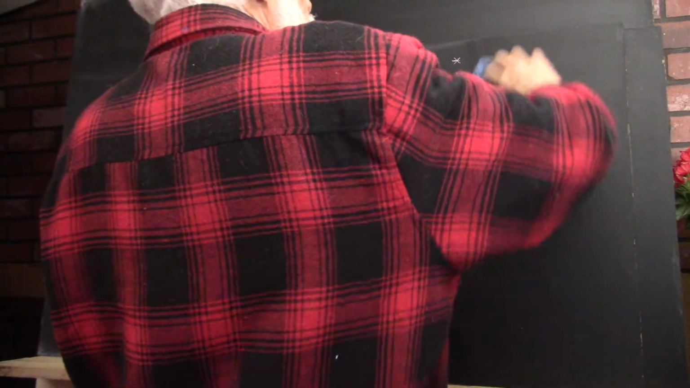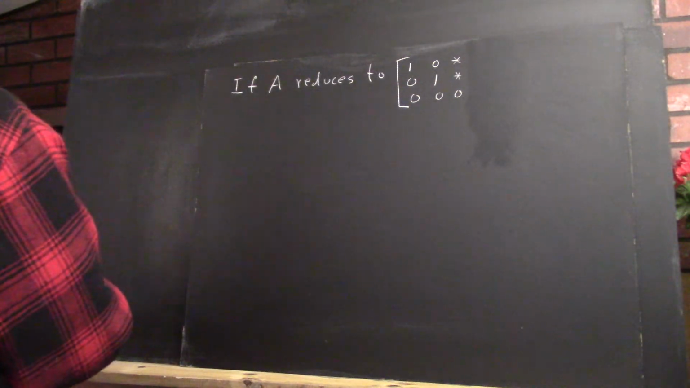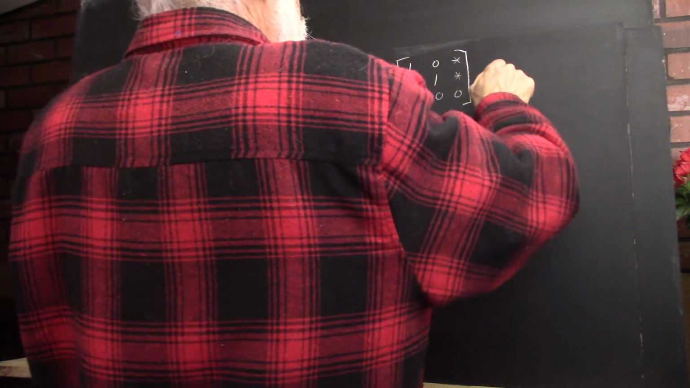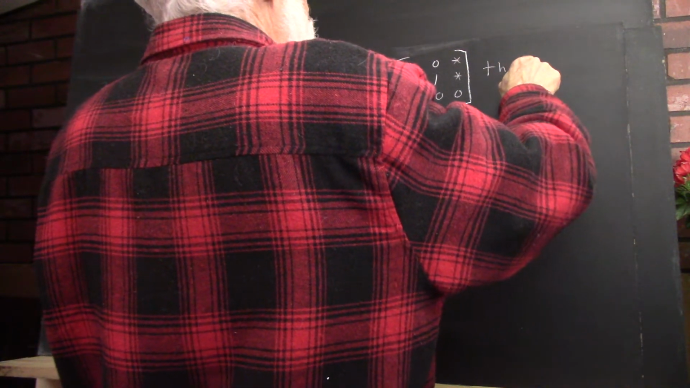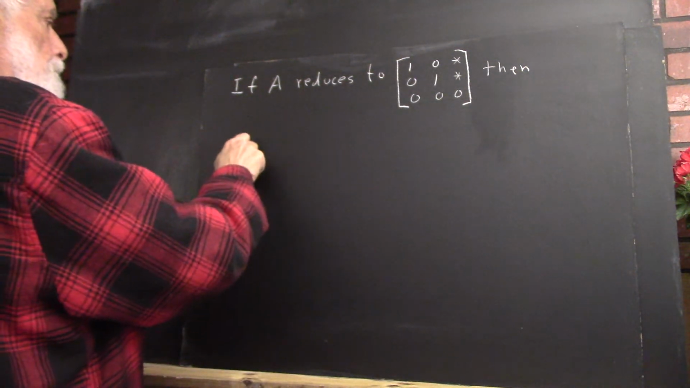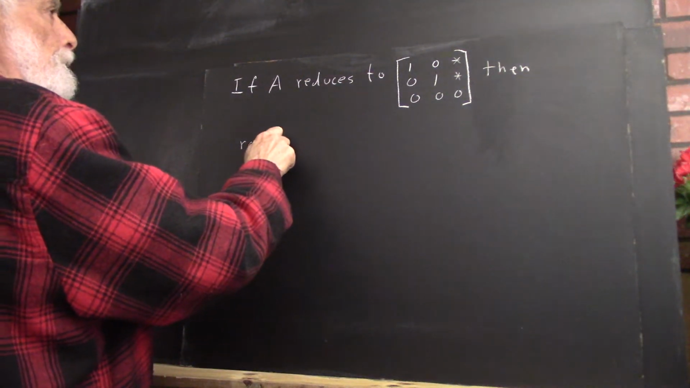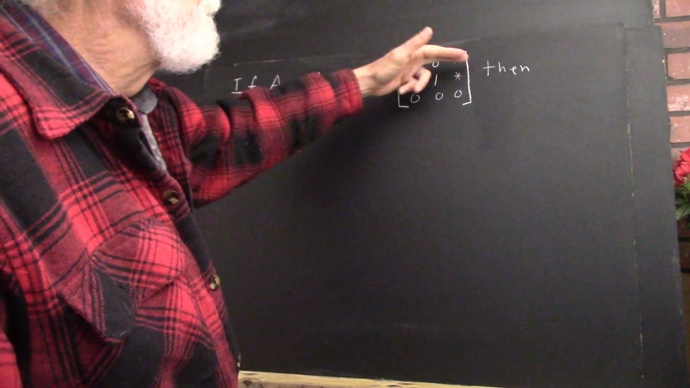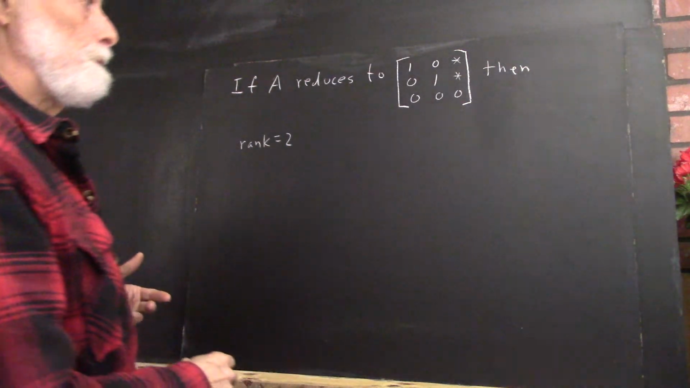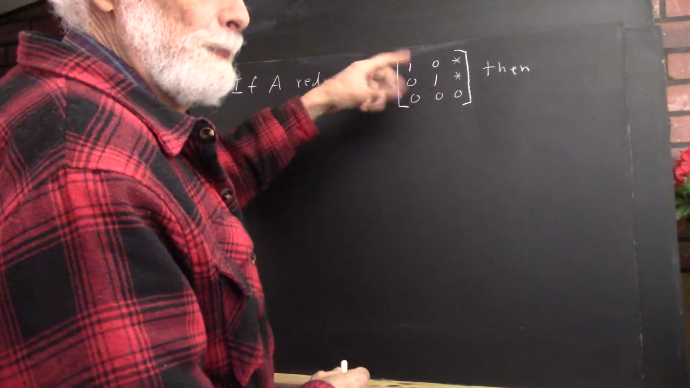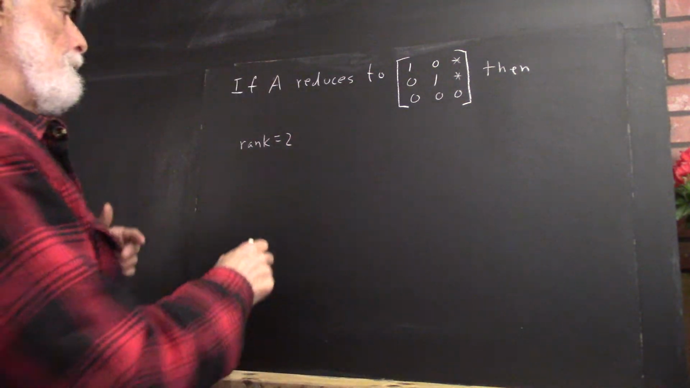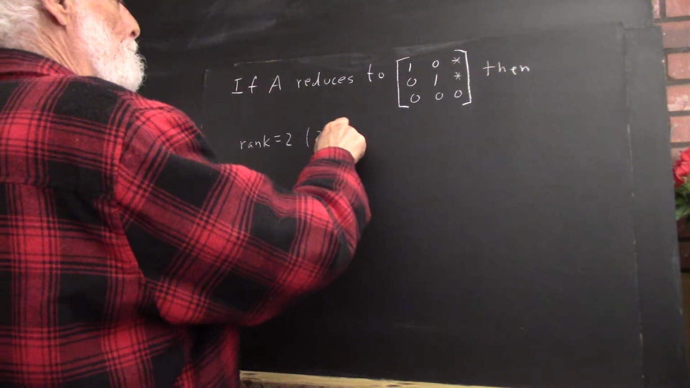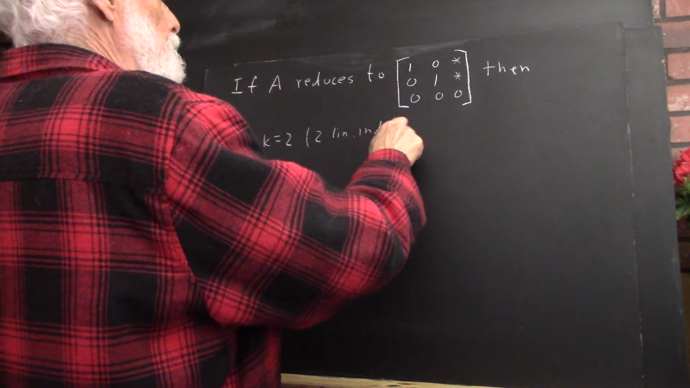So, okay, if the matrix A reduces to this, then the rank is 2, because the rank is the dimension of the row space. These rows are linearly independent, and they span the row space. So we have two linearly independent rows.